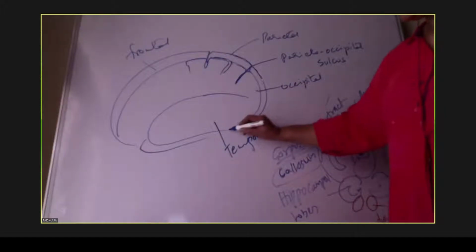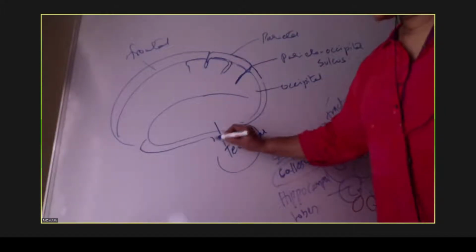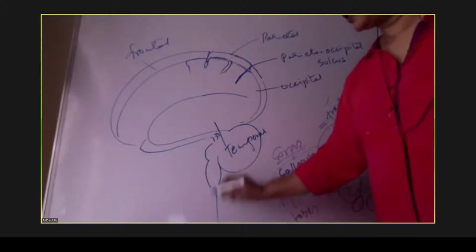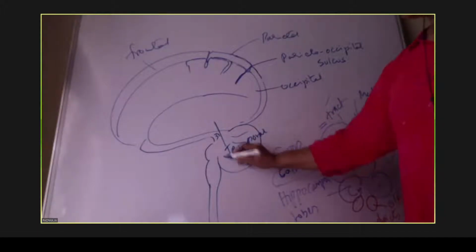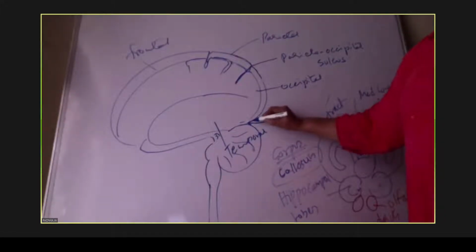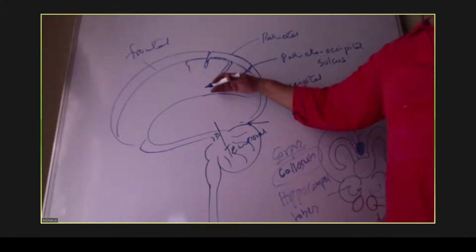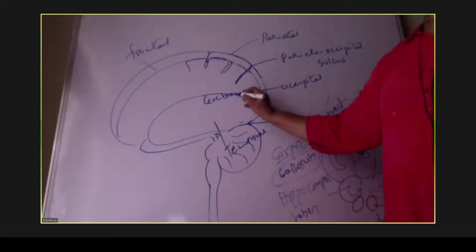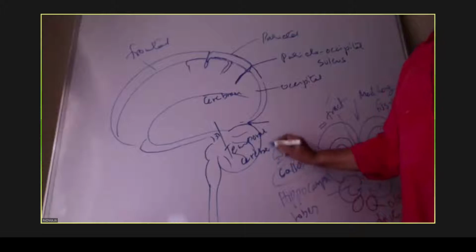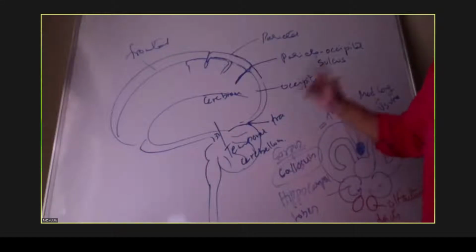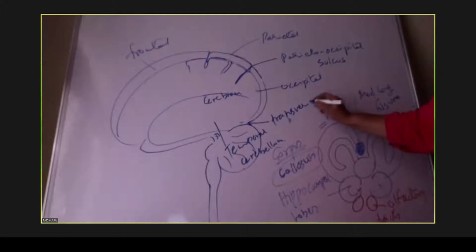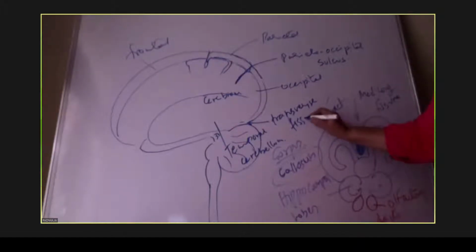Of course, you know very well the cerebrum is present, with the midbrain in front of it, then the pons, medulla and spinal cord. This fissure divides your cerebral hemisphere from the cerebellum. The cerebrum is separated from the cerebellum by the transverse fissure.